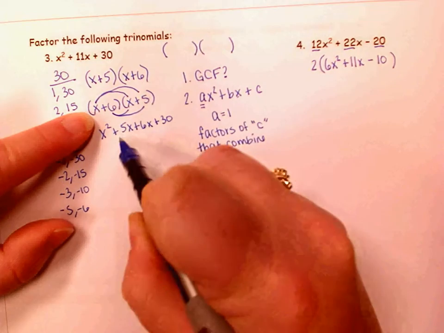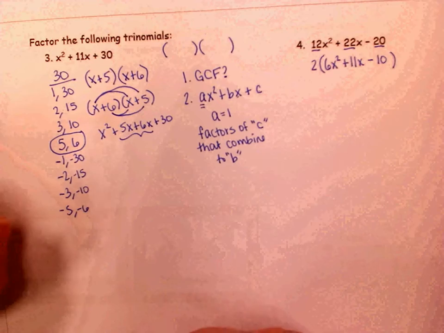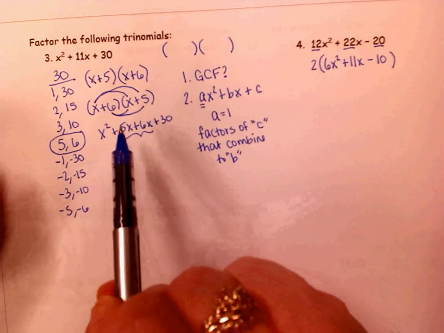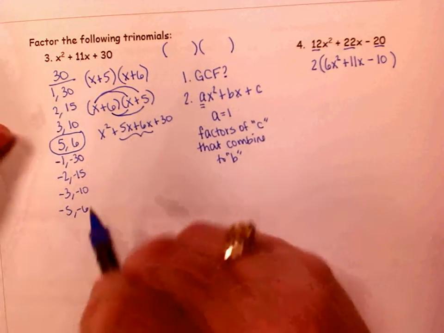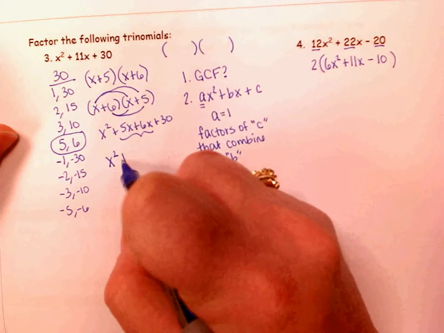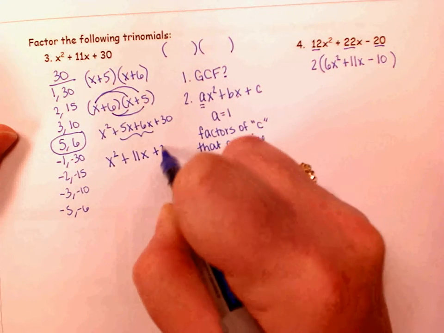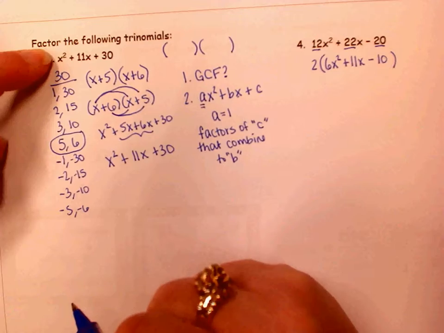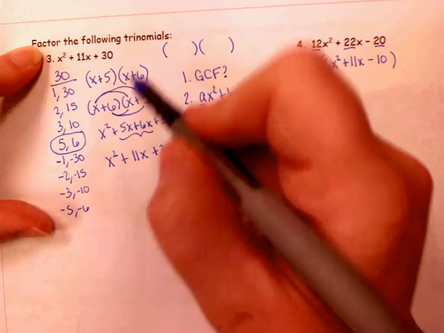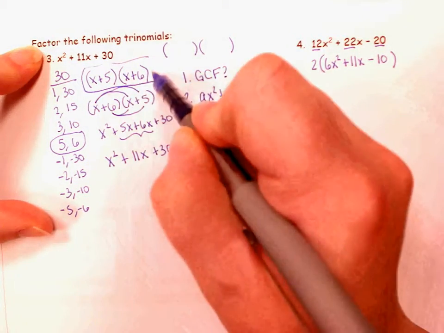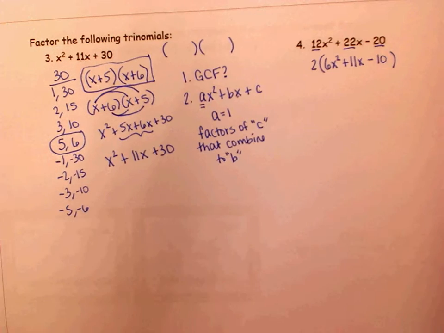I can combine these two terms because they're like terms. They're both just an x. So if I have 5 x's and I add 6 more x's, I have 11 x's altogether. So this is just my check, just to make sure, did I get what I started with? This is my factored answer, x plus 5 times x plus 6.